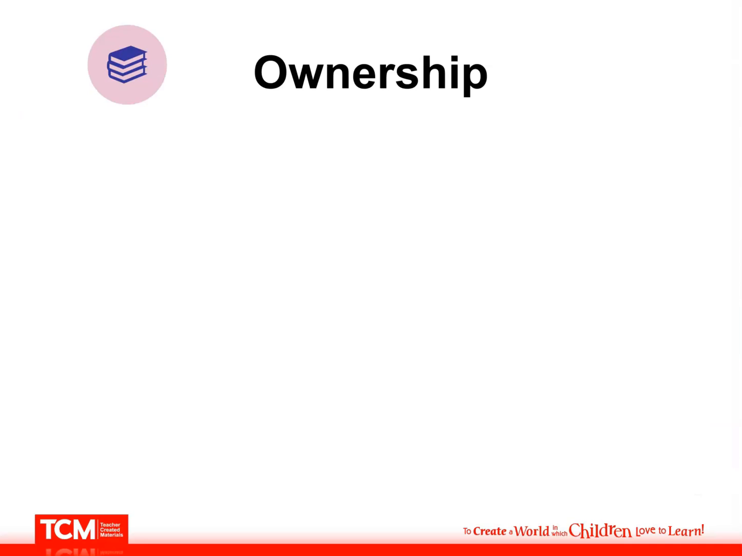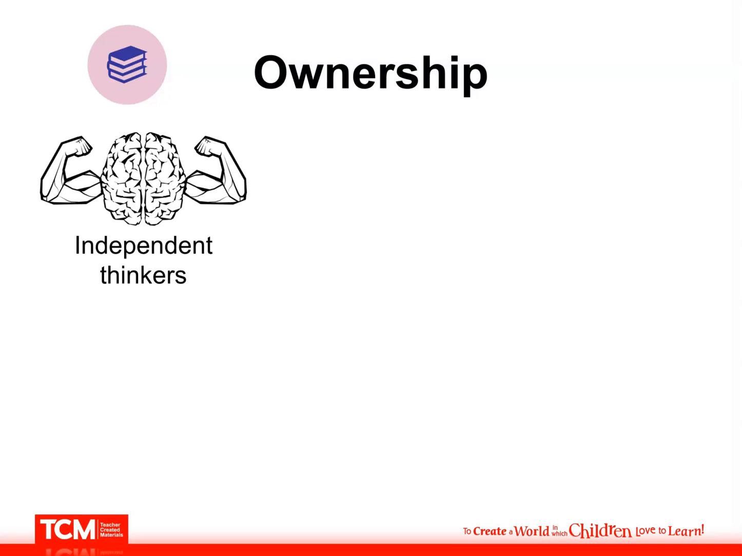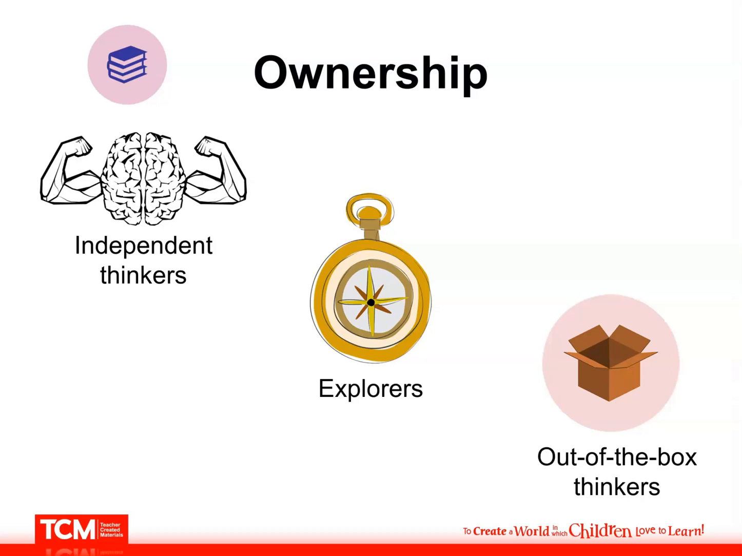Ownership of learning. This is a graphic that I think when you see it, you will go, yes, Jen. This right here tells us what we want for our students. We want our students to be independent thinkers, explorers, and out-of-the-box thinkers. We want our students to be willing to throw out everything they've tried and try something new. We want them to take risks and manage their thinking and manage their work and manage their own projects.